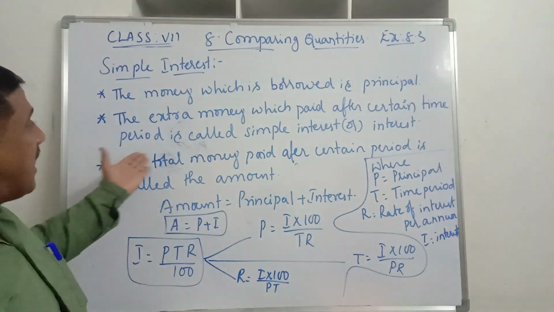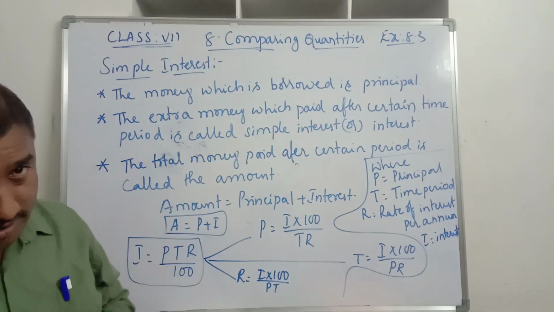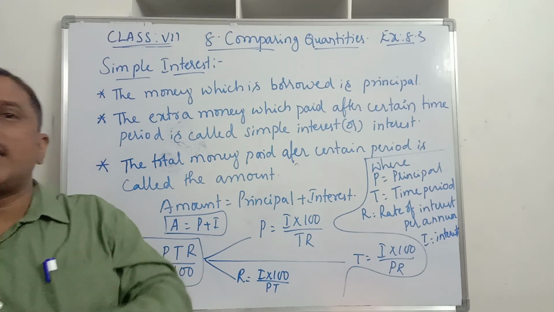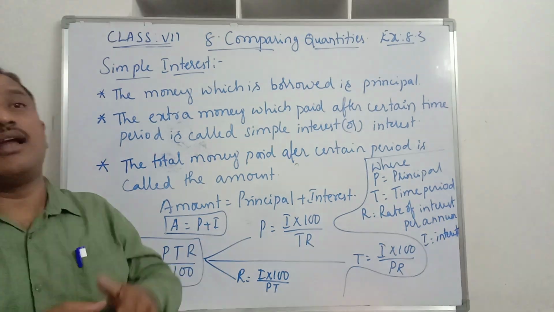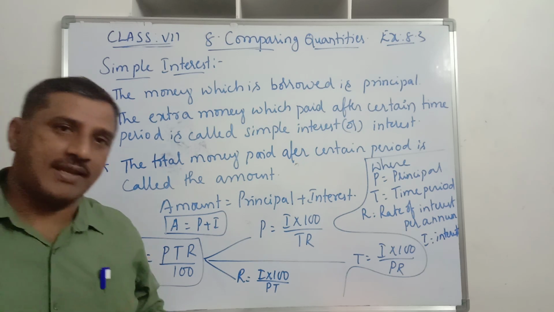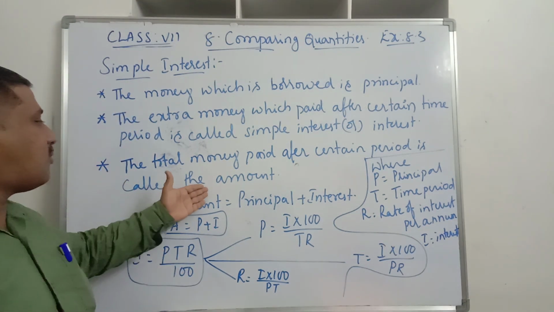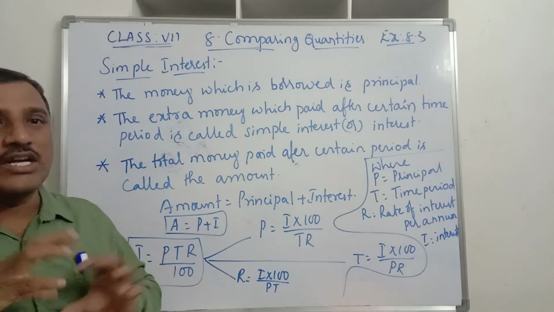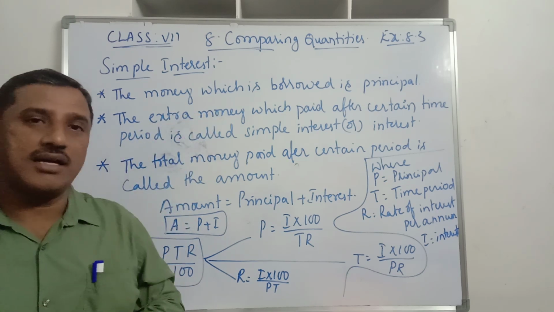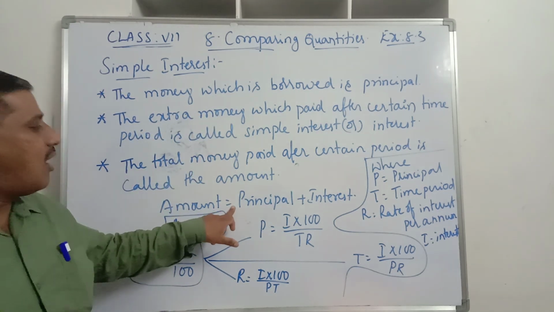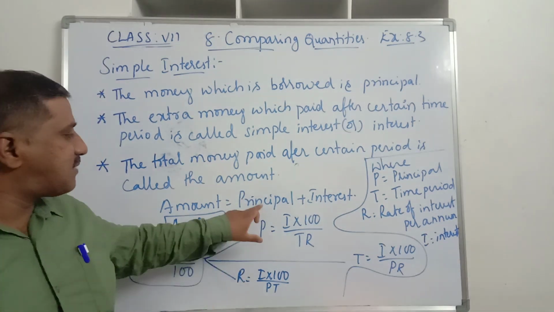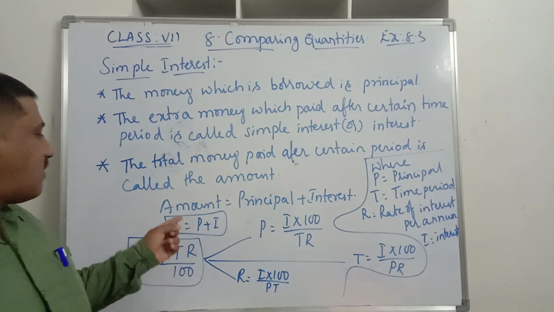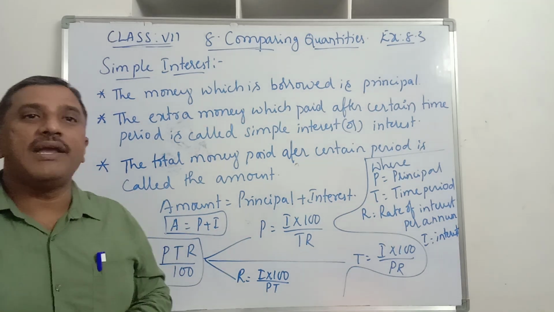That extra money is known as simple interest, or interest. Now if you pay only that interest, again he will not accept. Interest along with the borrowed amount, that is the principal, if you pay, then the total money is known as amount. The amount includes both the principal as well as interest. That is, amount is equal to principal plus interest. Principal is the amount borrowed and interest is the extra amount. By adding both together, we get the amount, that is A = P + I.